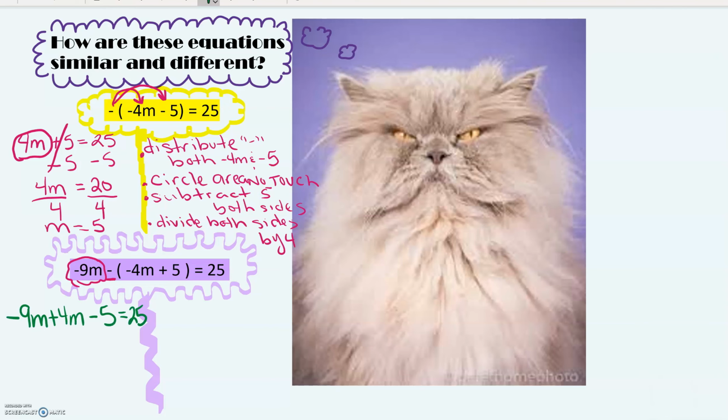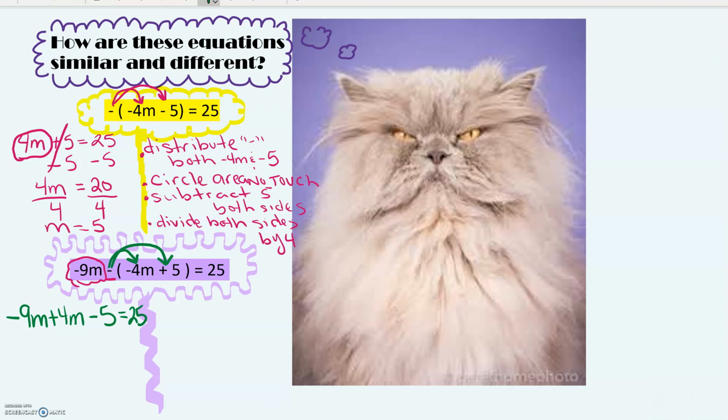I wrote that first mathematical step down. What I did not show you was how I did that. And I did that by distributing that negative symbol to both the negative 4m and the positive 5. So I would like you to write that step, but then also in words, write the step next to the math that we just did.